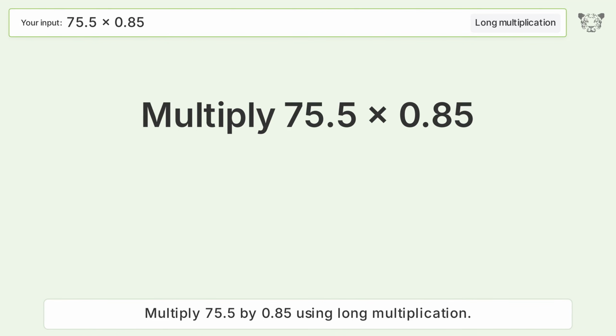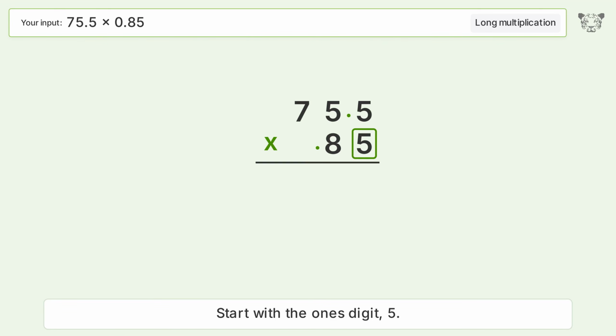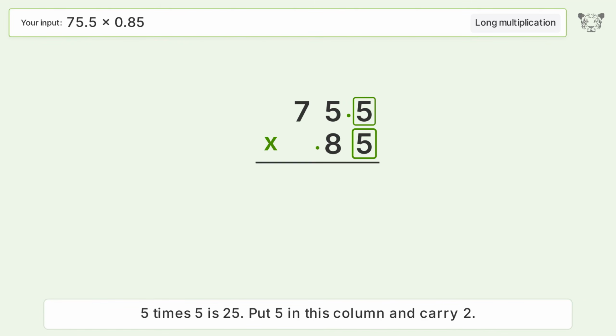Multiply 75.5 by 0.85 using long multiplication. Start with the ones digit, 5. 5 times 5 is 25. Put 5 in this column and carry 2.